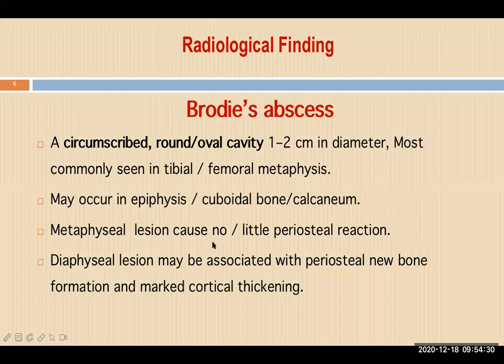The metaphyseal lesion causes no or very little periosteal reaction. The periosteal reaction, which is increased in chronic osteomyelitis and even in acute osteomyelitis, is not much here. The diaphyseal lesion, meaning a shaft lesion, may be associated with new bone formation and marked cortical thickening. But in the metaphyseal and epiphyseal area, it is not commonly seen.